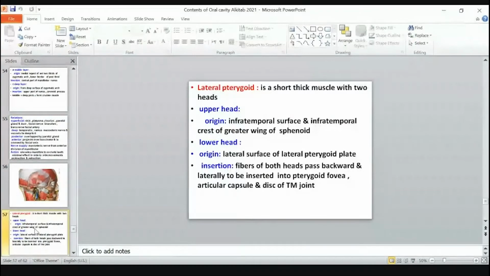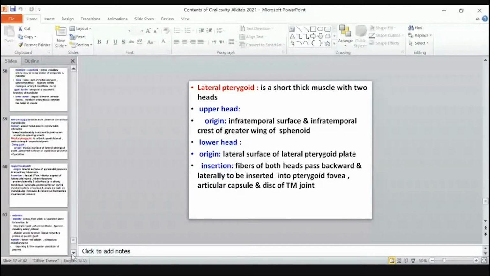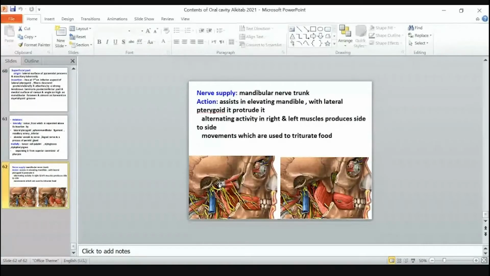Next, we pass to the pterygoid muscles. We have 2 pterygoids, the lateral and medial pterygoid muscles. Now, in this slide, to the medial aspect, to the right, is the medial pterygoid muscle. Here is the zygomatic bone. This is the maxilla with the buccinator muscle.